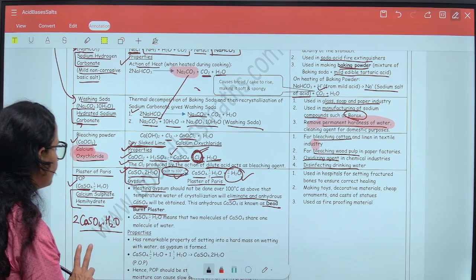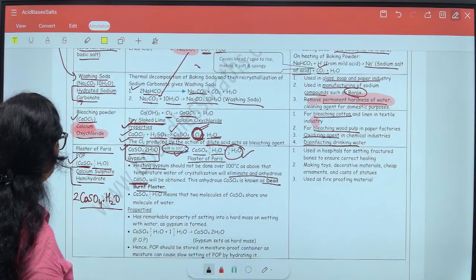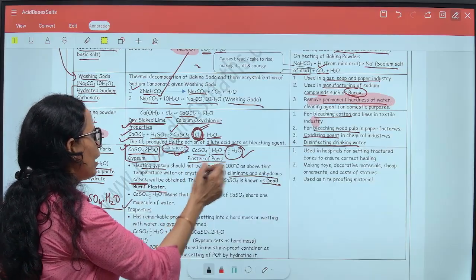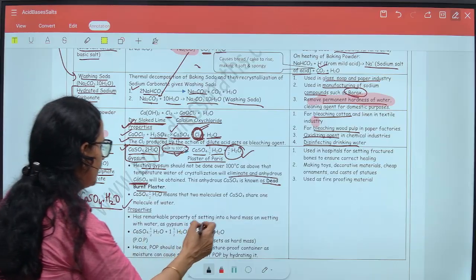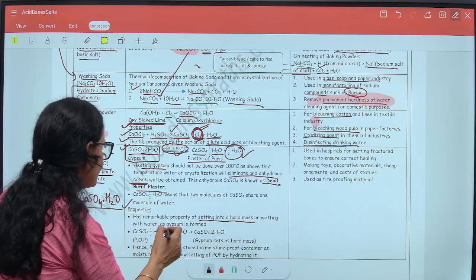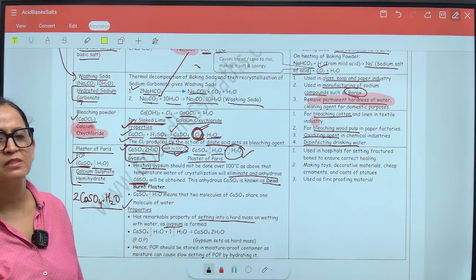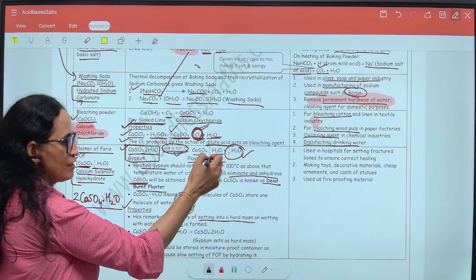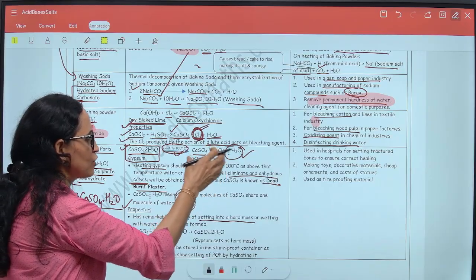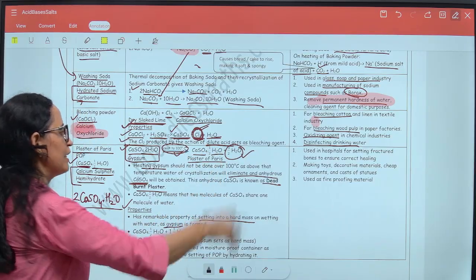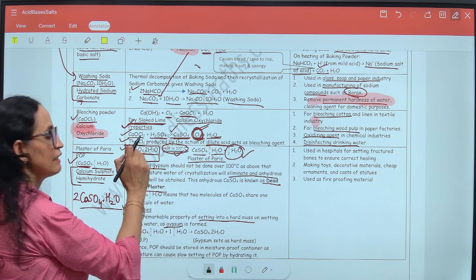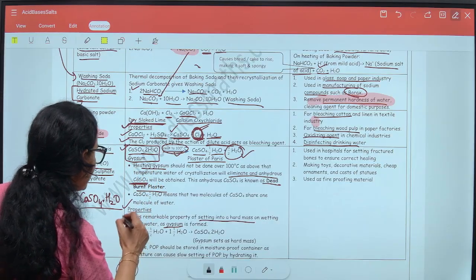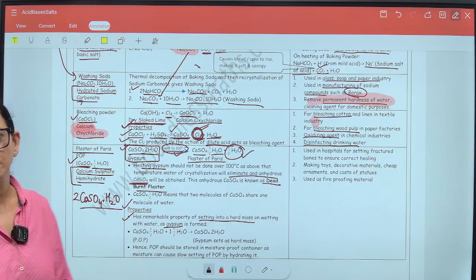Now there is a very important property of plaster of Paris. What is that property? If you add water to it, it sets into a hard mass, gypsum is again formed. So from gypsum you created plaster of Paris by heating, and in plaster of Paris if you add water, it will again get more water of hydration and it will get converted to gypsum, which is a hard solid. So this is used for setting fractured bones.